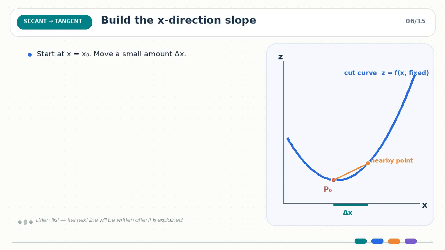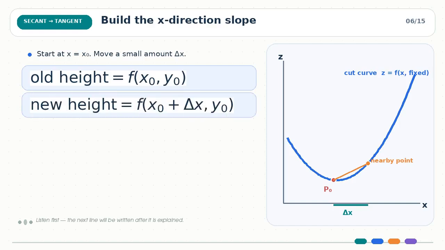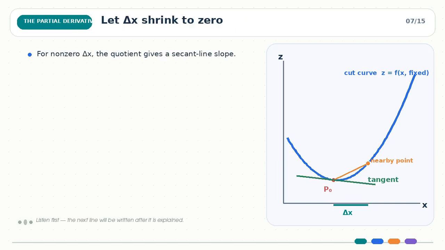Start at x0, then move a small horizontal amount called delta x. Before moving, the old height is f of x0, y0. After moving, the new height is f of x0 plus delta x, y0. So the average slope is change in height divided by change in x. It is new height minus old height divided by delta x. When delta x is not zero, this quotient gives the slope of a secant line joining two nearby points.